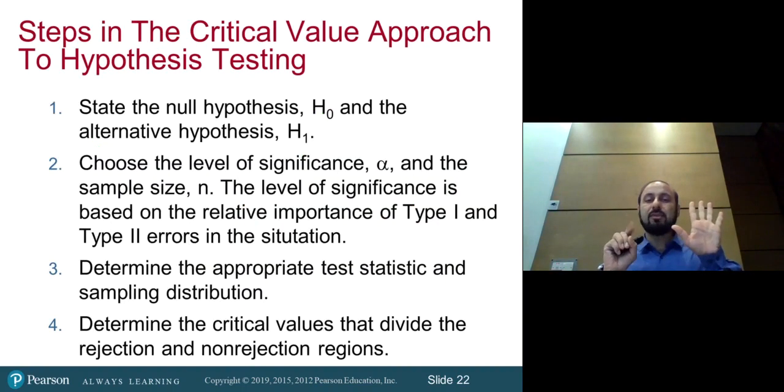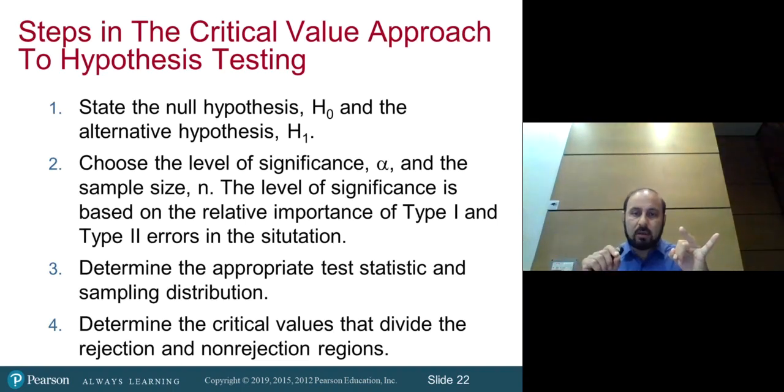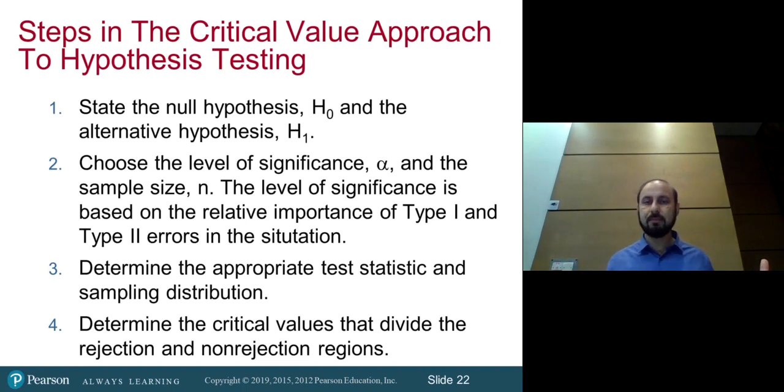Remember, there are 6 steps that we need to use in order to test a hypothesis. Number 1, state the null hypothesis H0 and the alternative hypothesis H1. Number 2, choose the level of significance alpha and sample size. And alpha, as I said, can be 0.05, 0.01, 0.10. It's your choice, but this choice should be logical. The level of significance is based on the relative importance of type 1 and type 2 error in the situation.